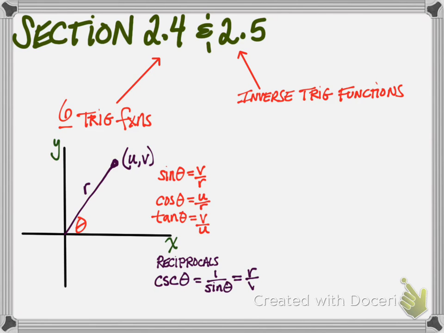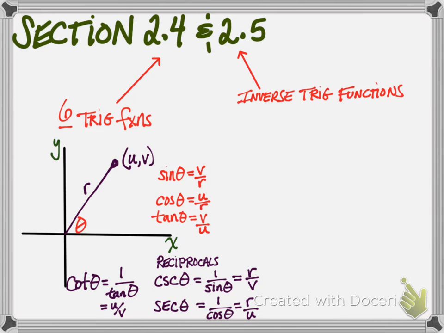So we have cosecant of theta is 1 over sine of theta, which flips sine of theta to be r over v. Secant theta is 1 over cosine theta, equals r over u, and last one is cotangent theta is 1 over tangent theta equals u over v. So those are just defined values. We plug through them and we can get out what we're doing there.